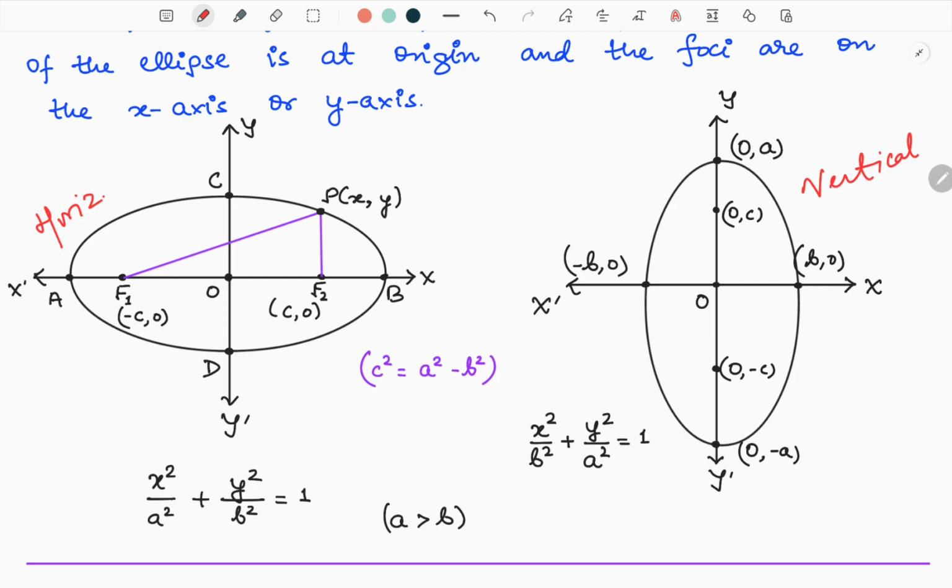If the major axis is on the x-axis, then it is horizontal, and if the major axis is along the y-axis, it is vertical. So we have to check the number below x to check whether it is major or minor. If A is greater than B and A lies below X, then it is a horizontal ellipse, and if A lies below Y, it is a vertical ellipse. And all the corresponding coordinates you can calculate at the corner points by using this diagram.